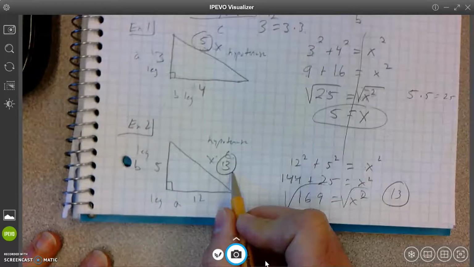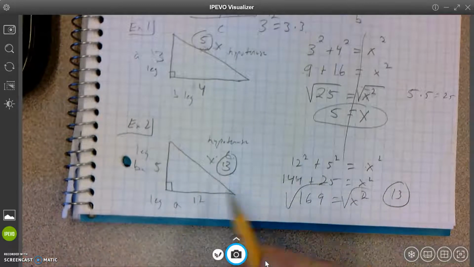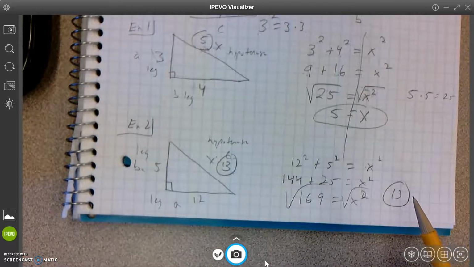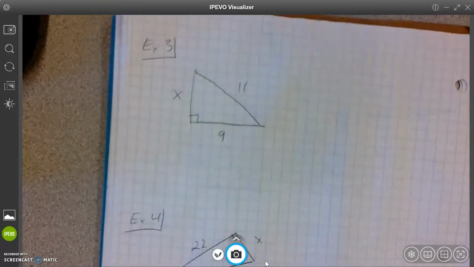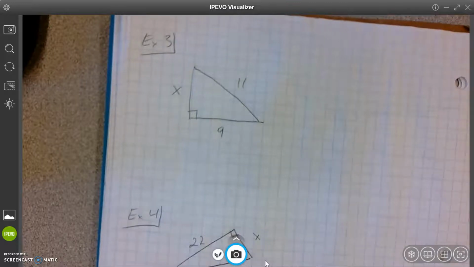Is the hypotenuse the biggest side? Is 13 bigger? Yep, 13 is bigger than 5 and 12. Cool. That's a good check. Nice job. Let's keep it going. Boom. All right, example 3, write this one down. Ooh, looks a little different. Notice what's different?